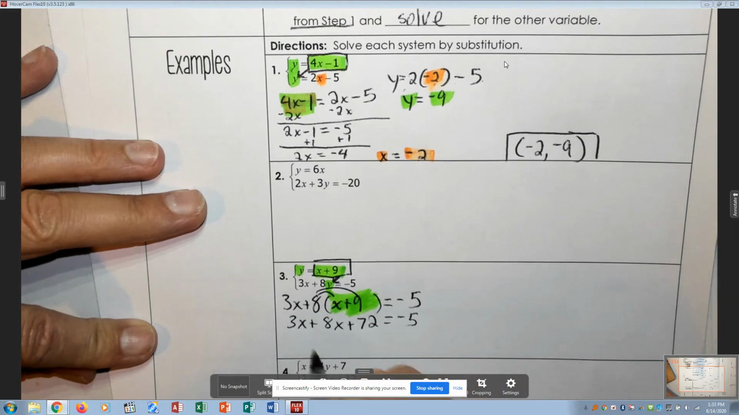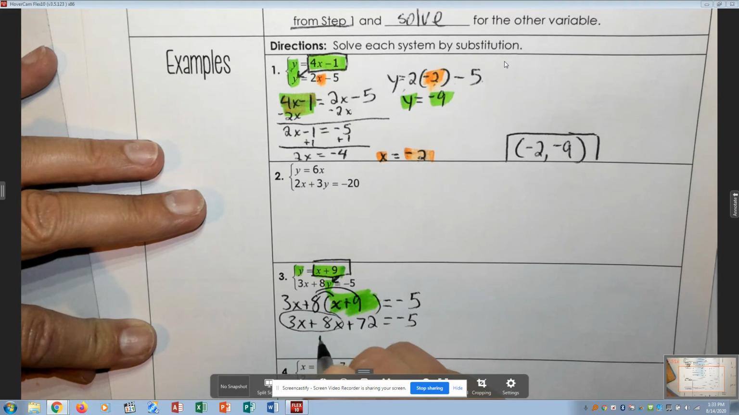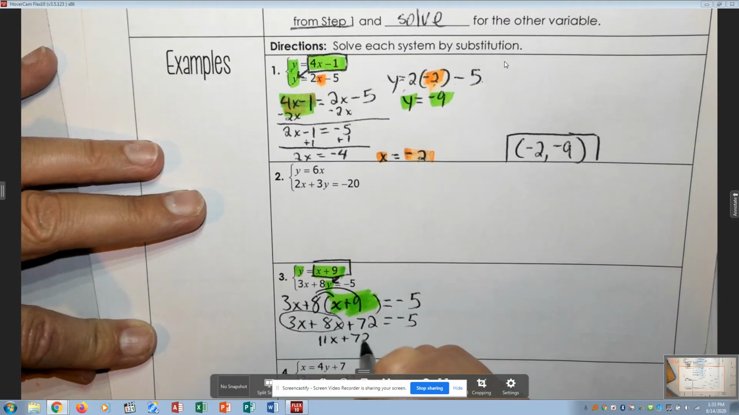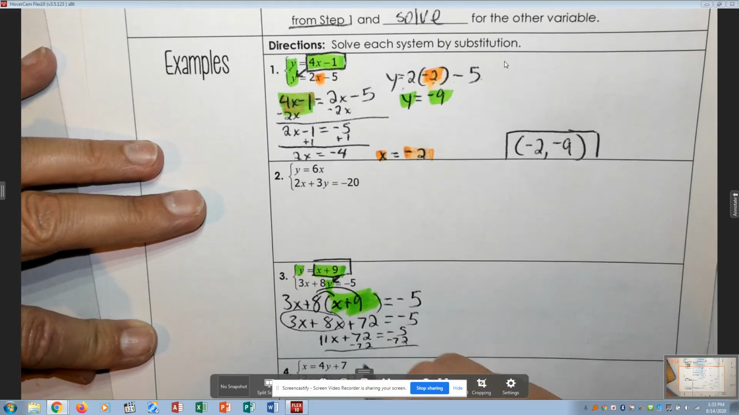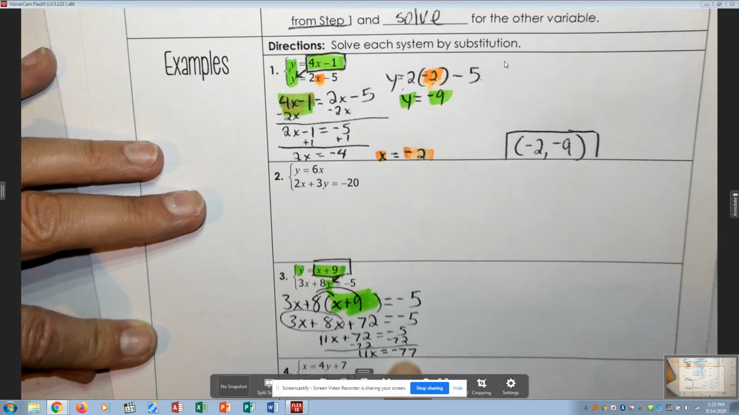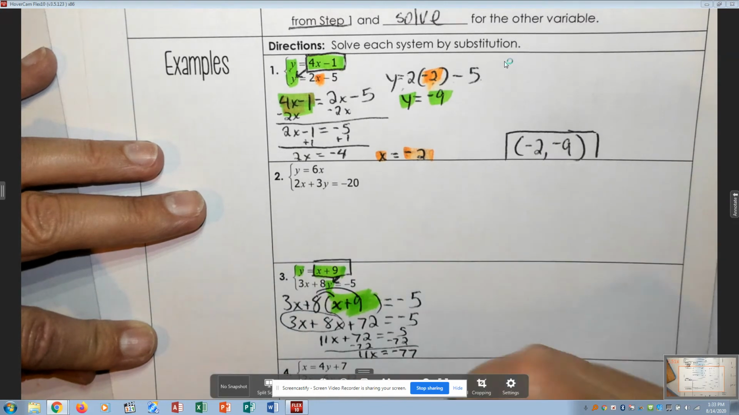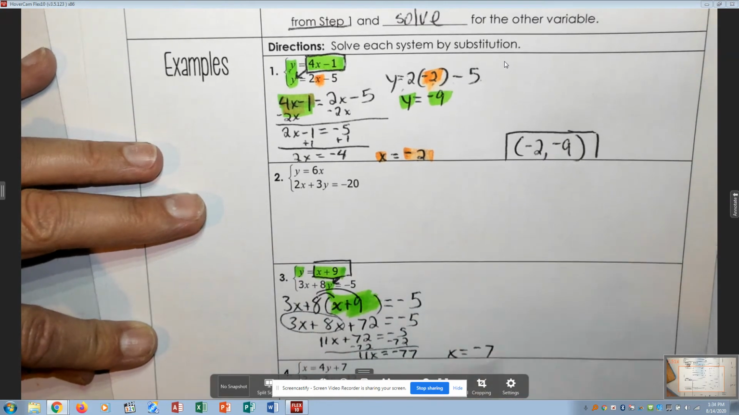Now, combine like terms. Now, subtract 72. So 11x is equal to negative 77. Negative 77 divided by 11, so negative divided by a positive, x is equal to negative 7.